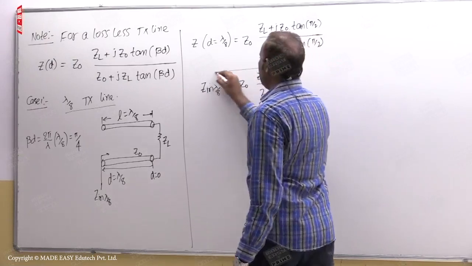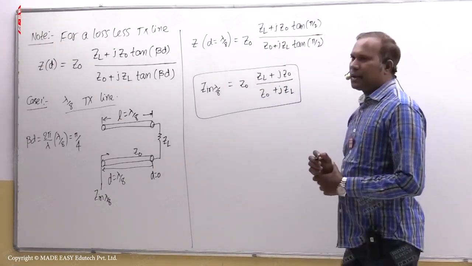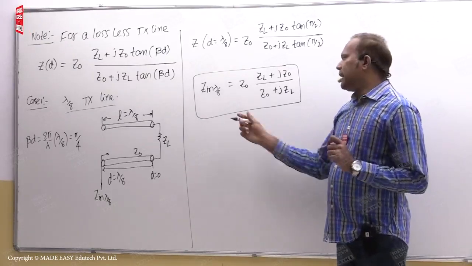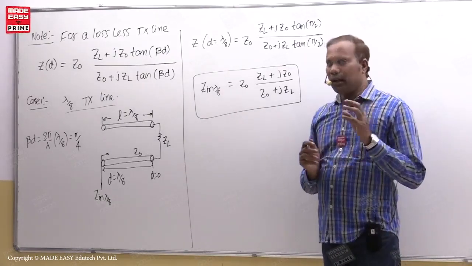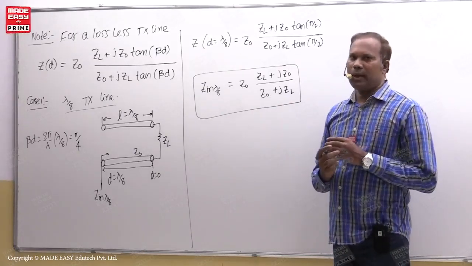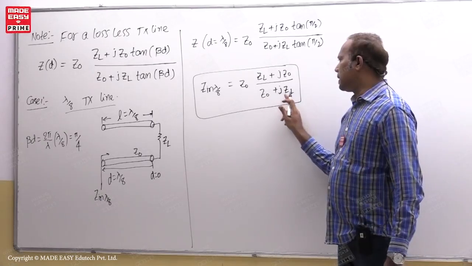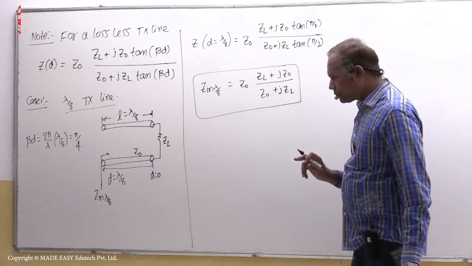So this is the formula, you have to remember this one. In examination, anywhere if you see a lambda by 8 transmission line and you want the input impedance, then this is the formula. Again and again you should not solve it there. So Z0 (ZL plus jZ0) divided by (Z0 plus jZL).